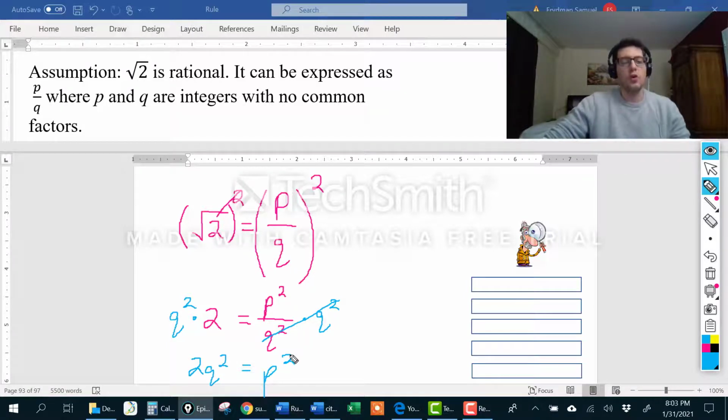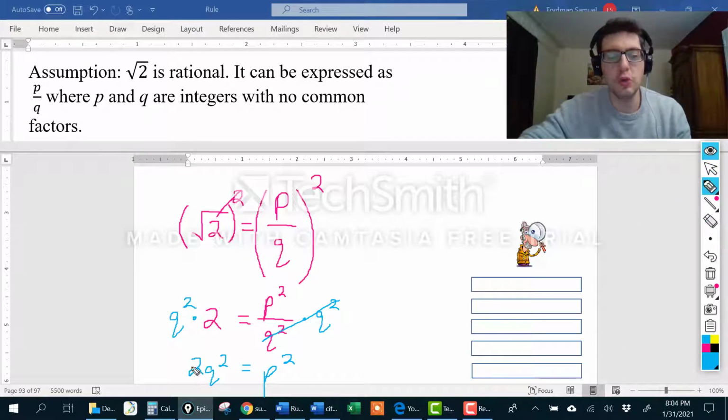All right, so what do I know here? I know that p squared is equal to 2 times q squared. Again, I don't know what p is, and I don't know what q is, but this is telling me that if there are two numbers, p and q, such that p over q is equal to the square root of 2, then p squared must be equal to 2 times q squared. That's what I've figured out so far. And since p squared is equal to 2 times q squared, that tells me that p squared must be an even number. Now, how do I know that?